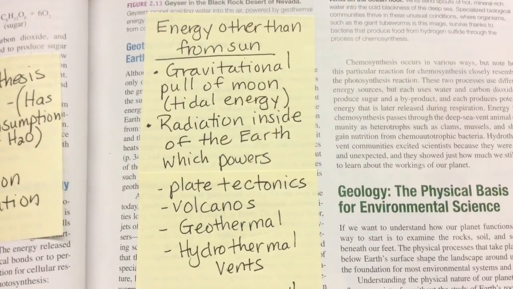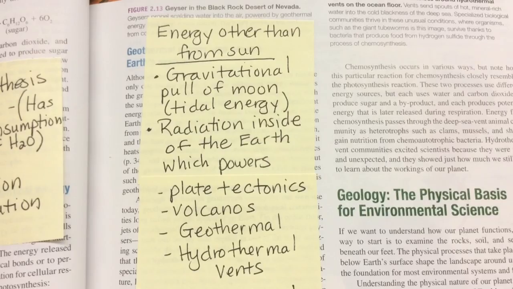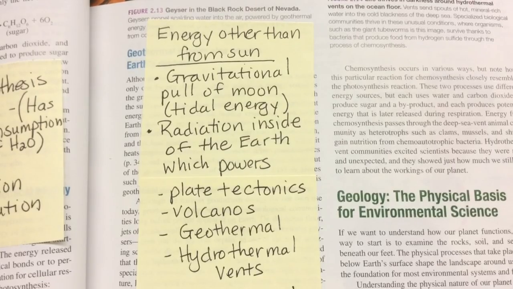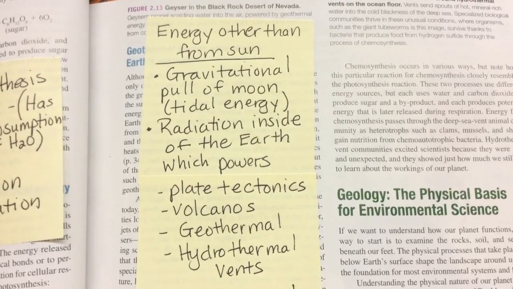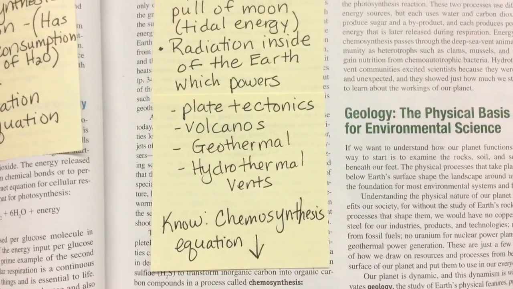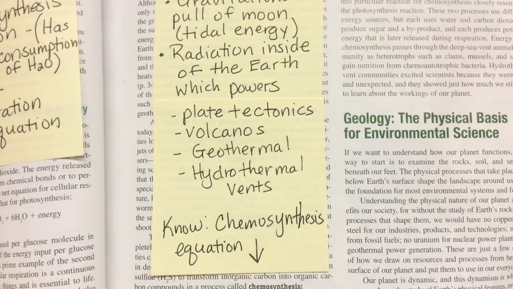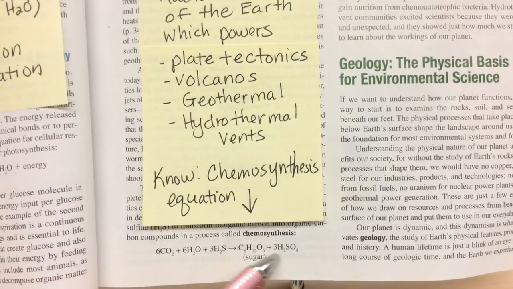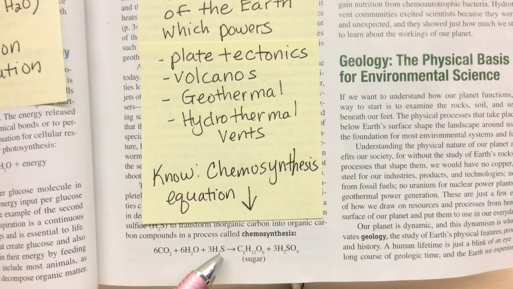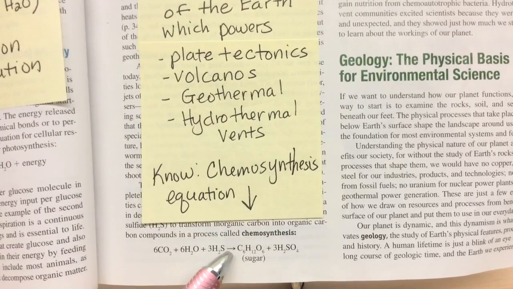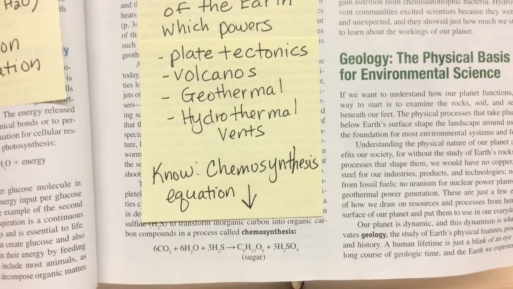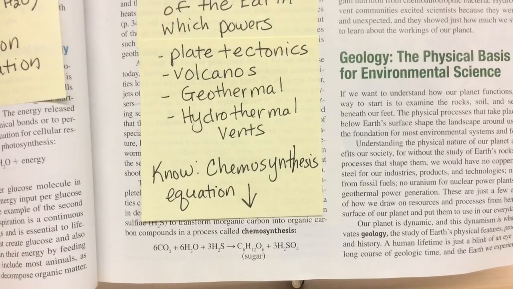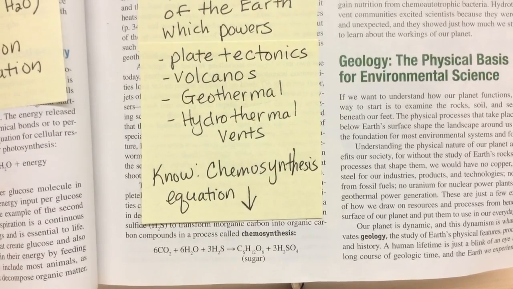So most of our energy on the planet comes from the sun, but we have some that does not come from the sun. We have the gravitational pull of the moon, which creates some energy, like tidal energy. And then radiation inside the earth powers plate tectonics, volcanoes, geothermal activity, and hydrothermal vents. And in our hydrothermal vents, we have chemosynthesis that occurs, and you need to know this equation. So the key to chemosynthesis is this sulfur. Anytime you see sulfur, which is S, then you know it's chemosynthesis, because the other two do not have sulfur. And so that's an easy way to recognize chemosynthesis.